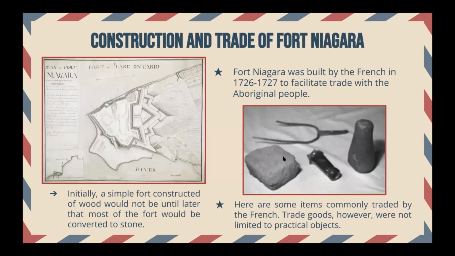In this picture on the right side of the slide, you can see some of the goods that were commonly traded. On the left side of the slide, you can see that it was a pretty simple fort and it was made out of wood, but later the wood wasn't strong enough, so it was reconstructed and made out of stone.